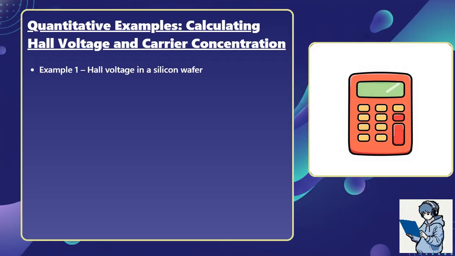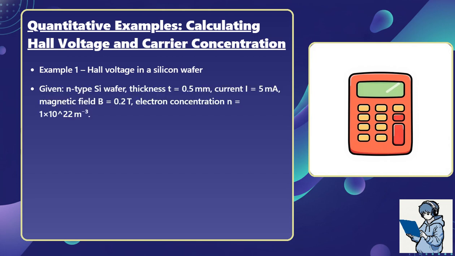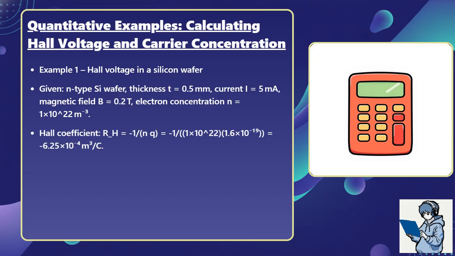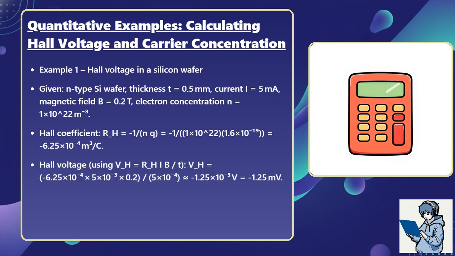Example 1. Hall voltage in a silicon wafer. Given N-type silicon wafer, thickness T equals 0.5 millimeters, current I equals 5 milliamps, magnetic field B equals 0.2 Tesla, electron concentration N equals 1 times 10^22 per cubic meter. Hall coefficient: R_H equals negative 1 over NQ equals negative 1 divided by 1 times 10^22 multiplied by 1.6 times 10^-19 equals negative 6.25 times 10^-4 cubic meters per coulomb. Hall voltage using V_H equals R_H IB divided by T.